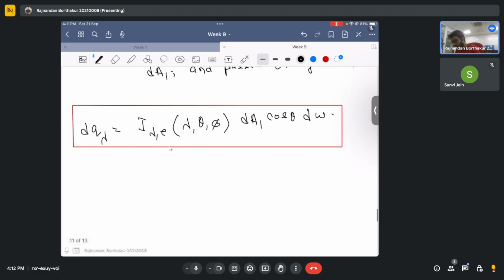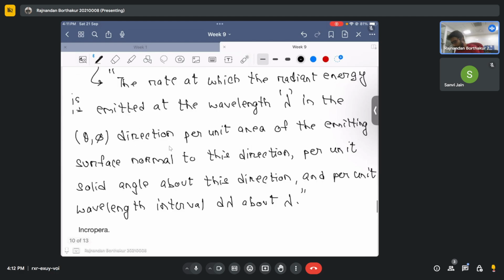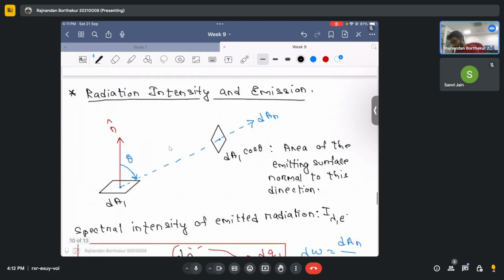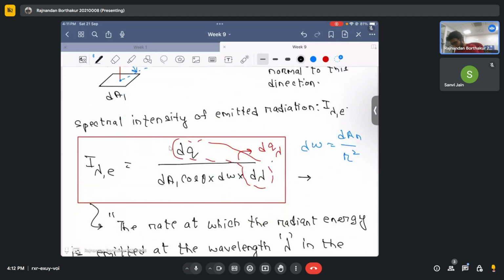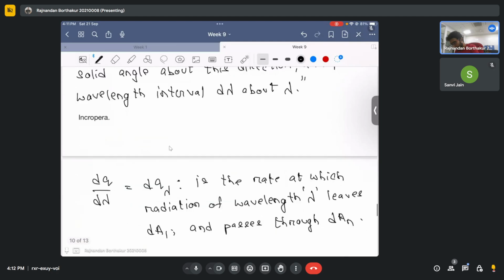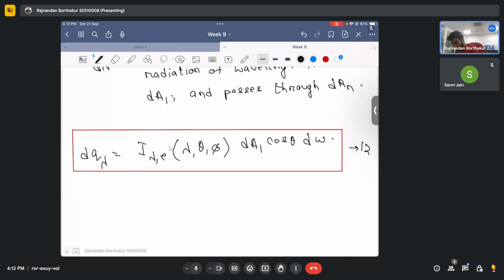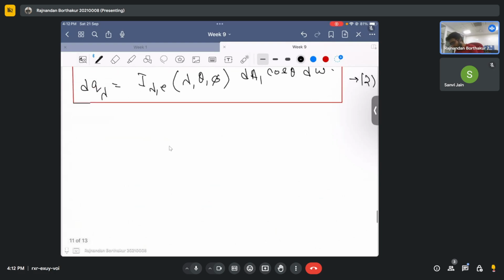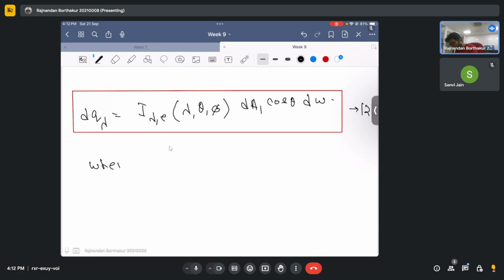I hope this is clear to you, and I hope I'm not making any mistakes. We'll name this equation as equation 1, and this as equation 2, where this d omega, the solid angle, is given by dAn, the area subtended by the solid angle, divided by the square of the distance.